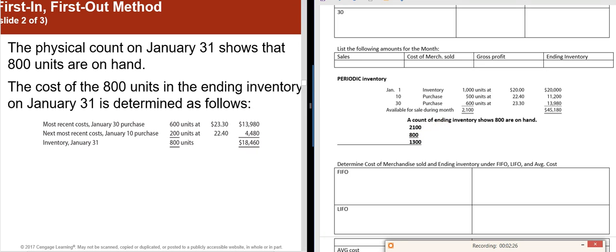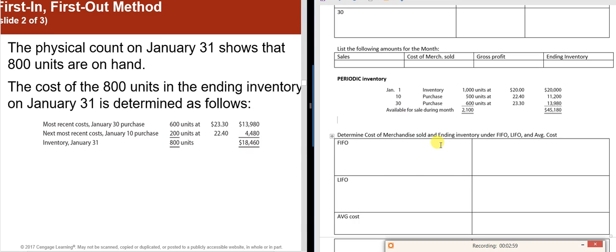I know that this number right here is the 45,180. What I need to know is the value of the amount that is sold and the amount that is still here. So the 800 is the amount that's still here. The 1,300 is the amount that's sold. So all I want is a number. And honestly, that number depends on whether you're using FIFO, LIFO, or average inventory. Okay, and so I'm going to delete that here so you can see more of it. Fill that in on your sheet there.